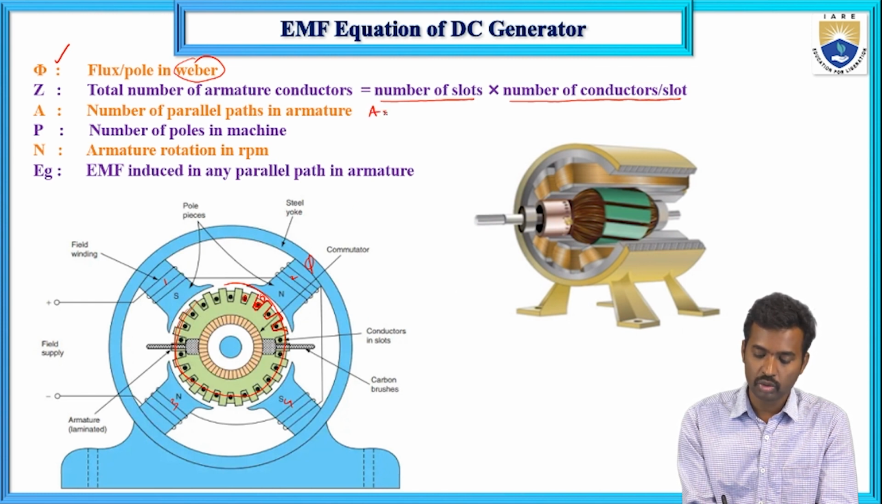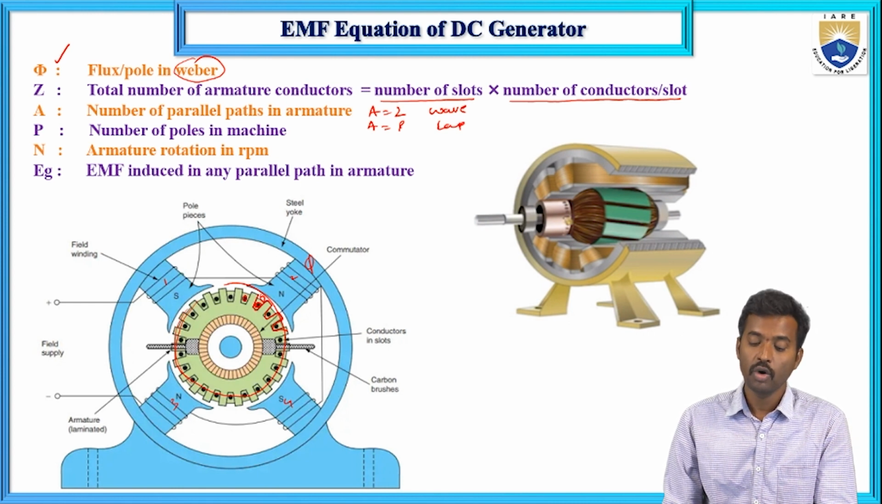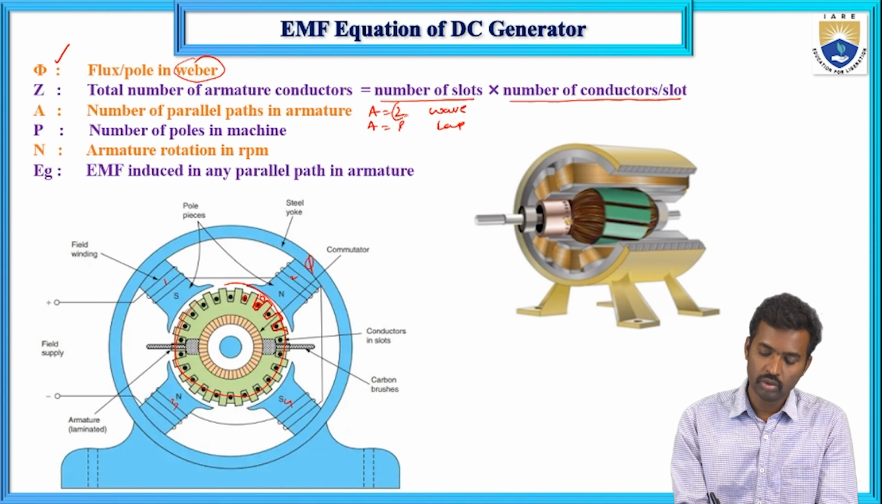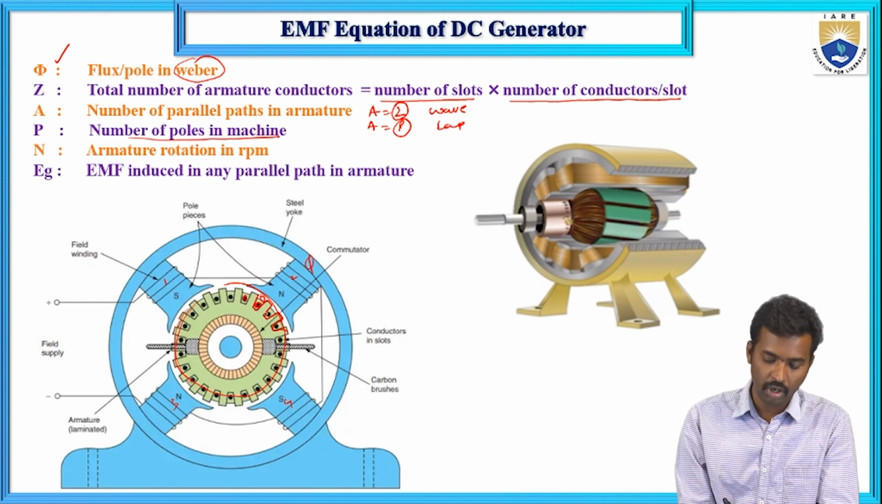Here A equals 2 for wave winding and A equals P for lap winding. In the case of lap winding, the number of parallel paths equals the number of poles. In the case of wave winding, the number of parallel paths equals 2 only. This is fixed, whereas the other value depends on the number of poles. And here P is the number of poles in the DC machine, 1, 2, 3, 4.